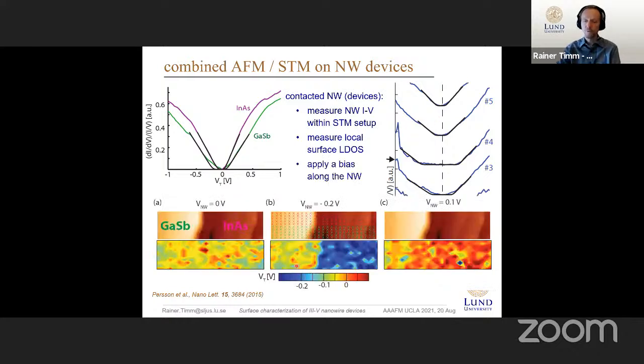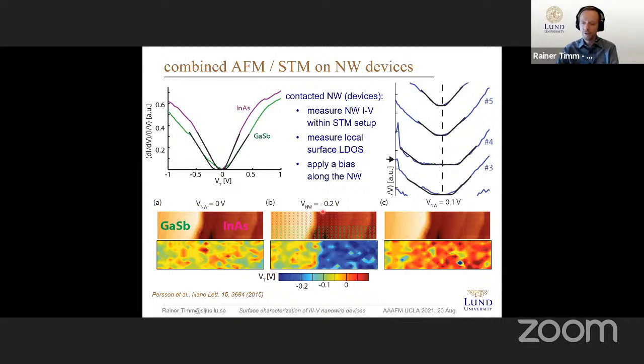And finally, what we can do here, since we have the contacts on, is apply a bias to our nanowire. What we show here is a topography image, an STM image again, where you see from the height difference where we have the gallium antimonide part and where we have the indium arsenide part. And here in the lower row, what we show is the potential at which we have lowest current. In other words, it's the energy of the local Fermi level.